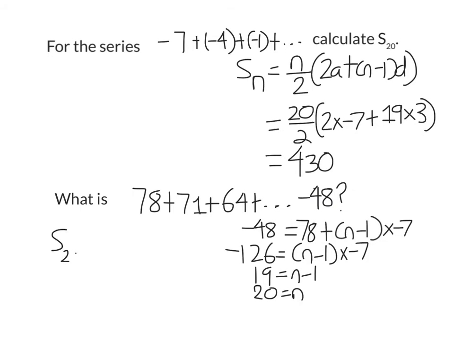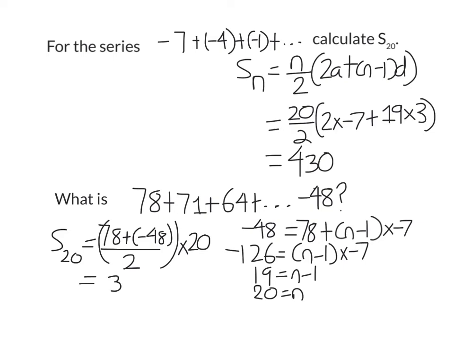Because I know the last term, I can use a plus L over 2 if I like. So I go a plus L, first term plus last term, divided by 2, and then I times that by 20 because there are 20 terms. And that gives me 300. But I can use the other formula if I prefer.